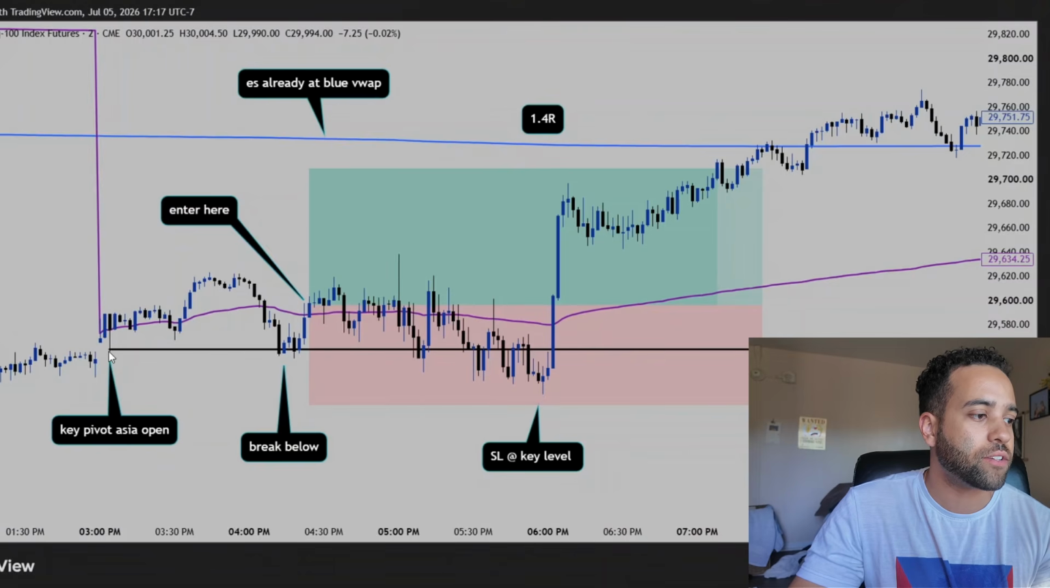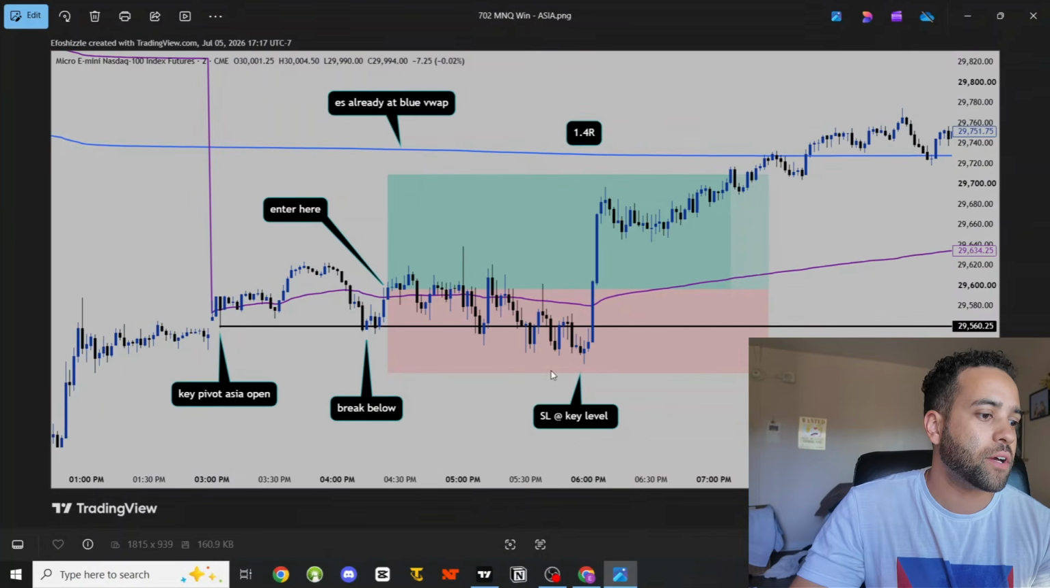But anyways, I was looking for longs already. So I marked out this pivot right here. I was waiting for it to break below, which it did, and it closed above this purple line, which is the VWAP anchored to this open. So I entered here. My stop loss was below this pivot, or not pivot, this is kind of a pivot, but my stop loss was right here, and you can see I was in drawdown for most of this trade. I thought I was going to lose this. I was pretty convinced that this was going to be a losing trade.